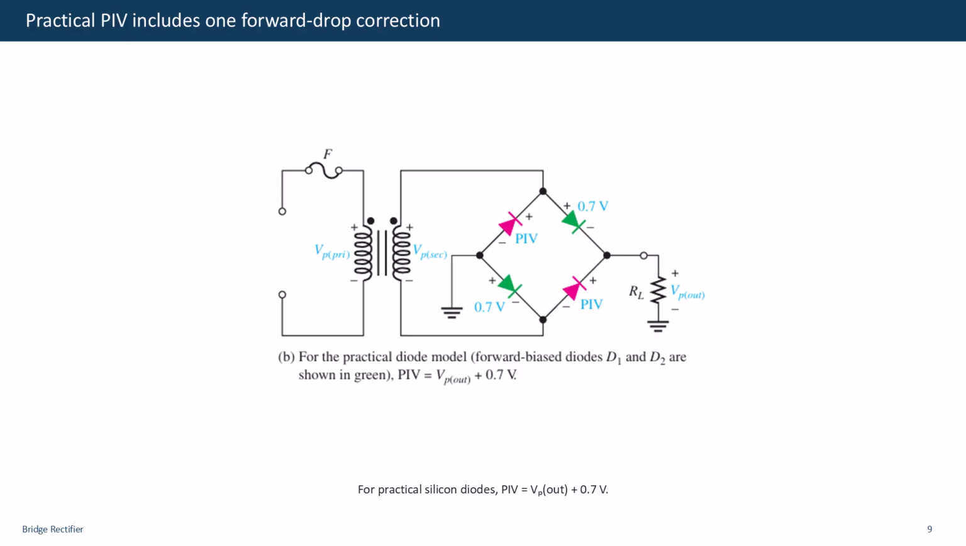Thus the reverse stress is Vp secondary minus 1 diode drop. Because the practical output peak is Vp secondary minus 2 diode drops, the same result is Vp output plus 1 diode drop. For silicon diodes, PIV is approximately Vp output plus 0.7 volts. This plus sign is essential, it follows directly from the two different voltage drop paths shown in the circuit.